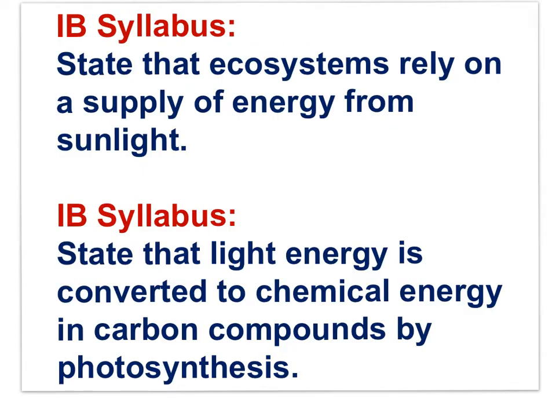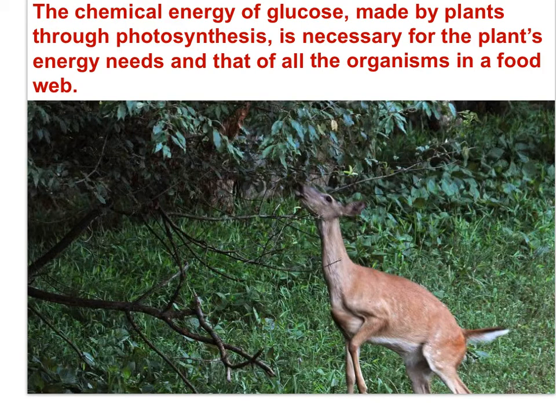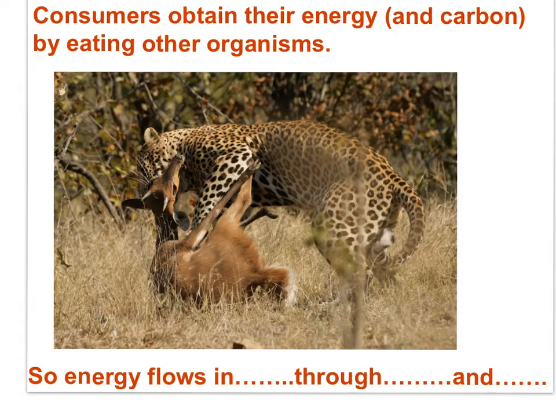So here are the first 2 IB syllabus statements of importance. State that ecosystems rely on a supply of energy from sunlight. State that light energy is converted to chemical energy in carbon compounds by photosynthesis. The chemical energy of glucose made by plants through photosynthesis is necessary for the plant's energy needs and that of all the organisms in a food web.